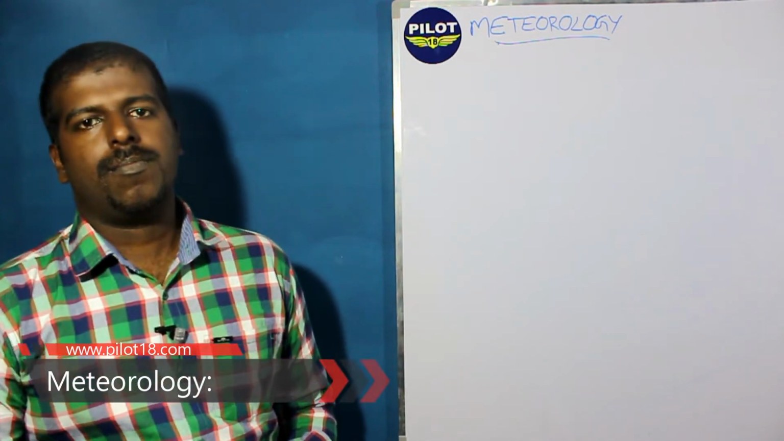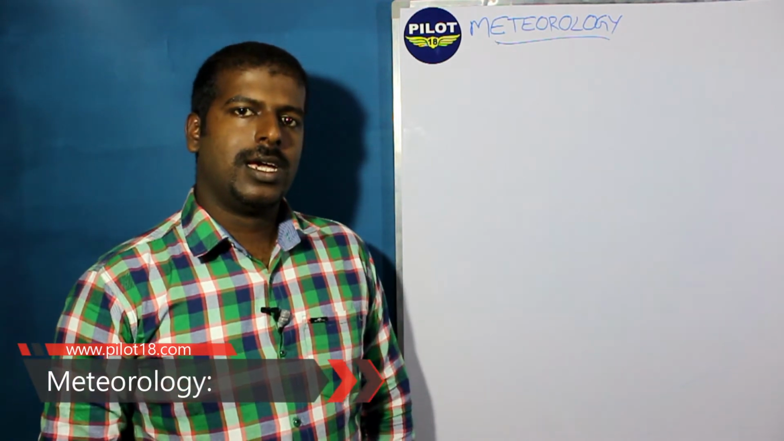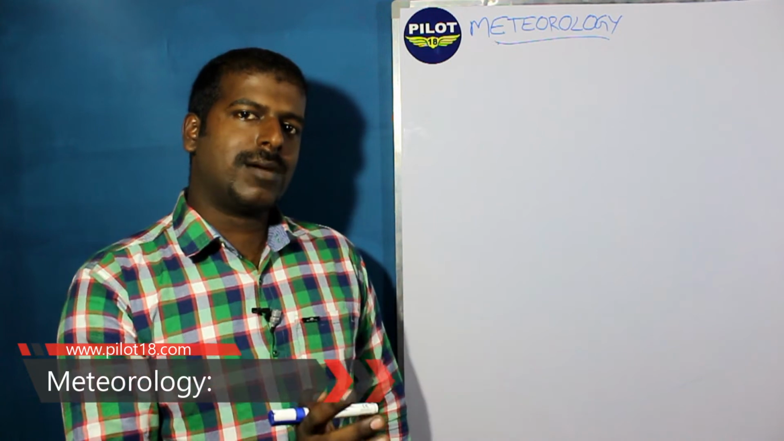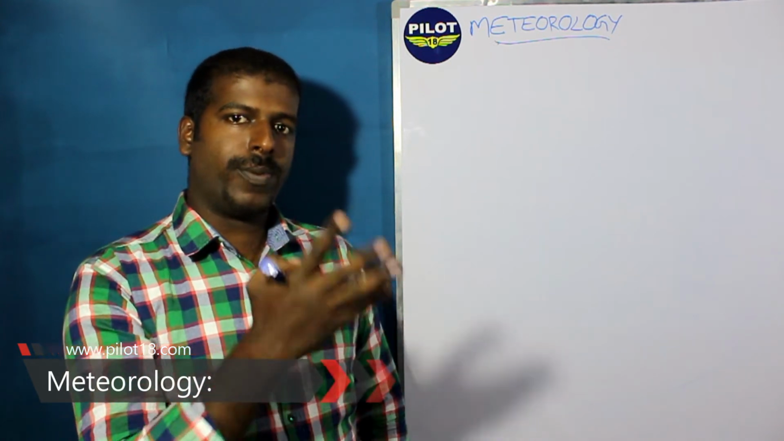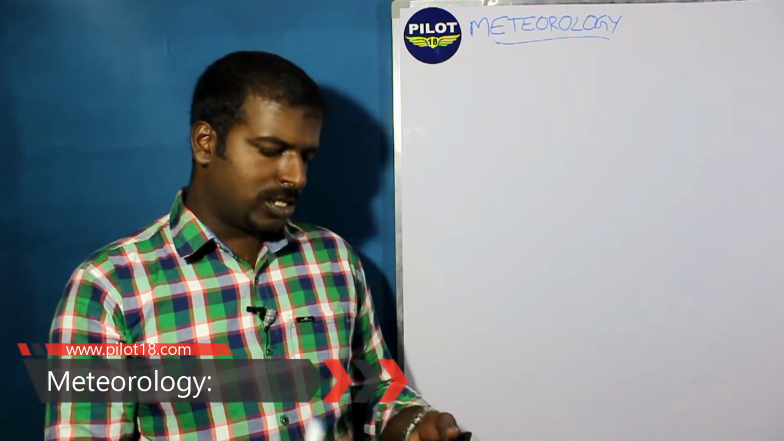Okay. And what is heat budget? Heat budget is incoming solar radiation minus terrestrial radiation. It is almost zero because earth has got the same temperature for a long period. Okay, so the heat budget is almost zero.